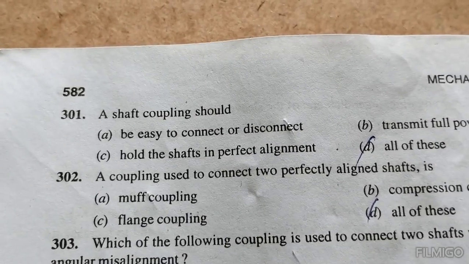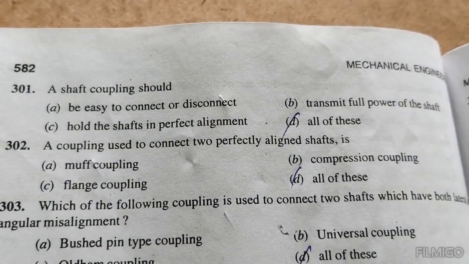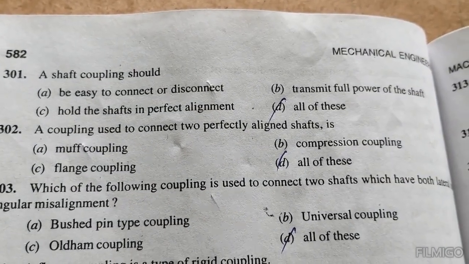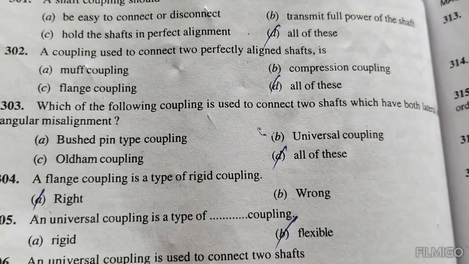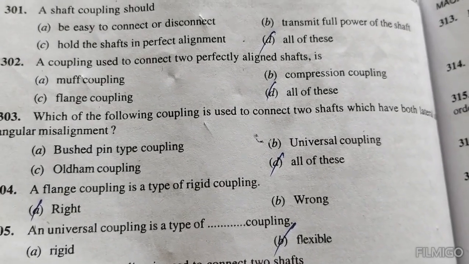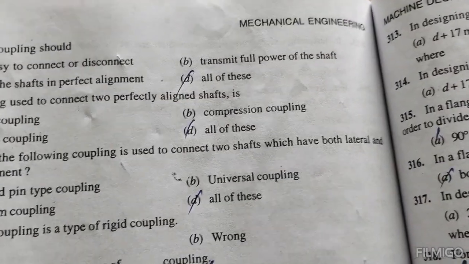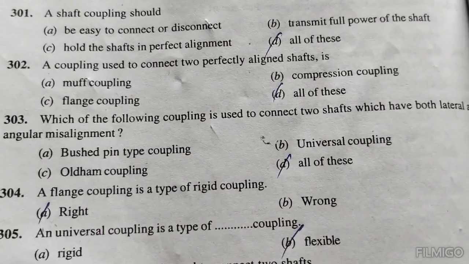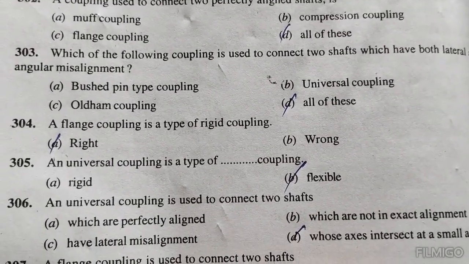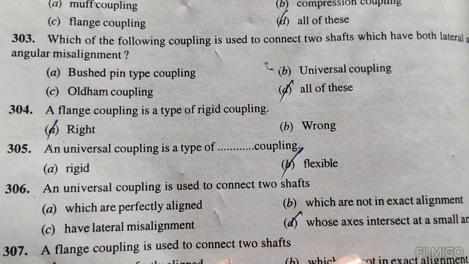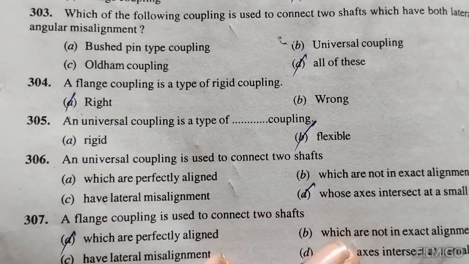A shaft coupling should have all of this. A coupling used to connect perfectly aligned shafts: all of this. Which of the following couplings is used to connect two shafts having both lateral and angular misalignment? All of the above. A flange coupling is a type of rigid coupling, right? And a universal coupling is a type of flexible coupling.